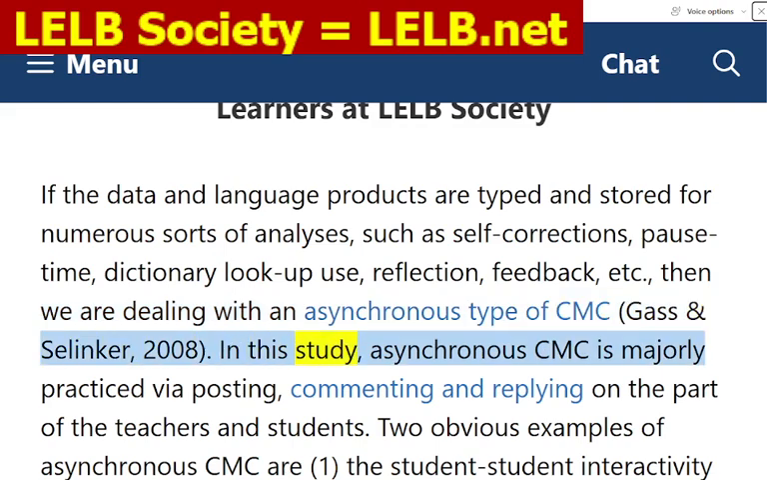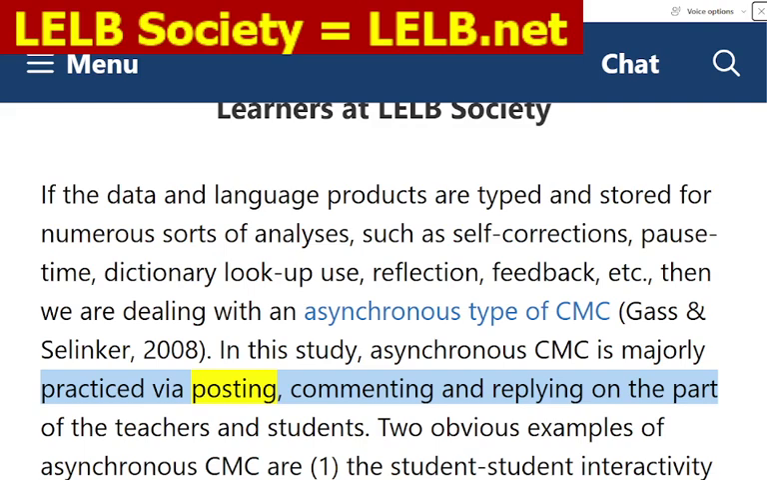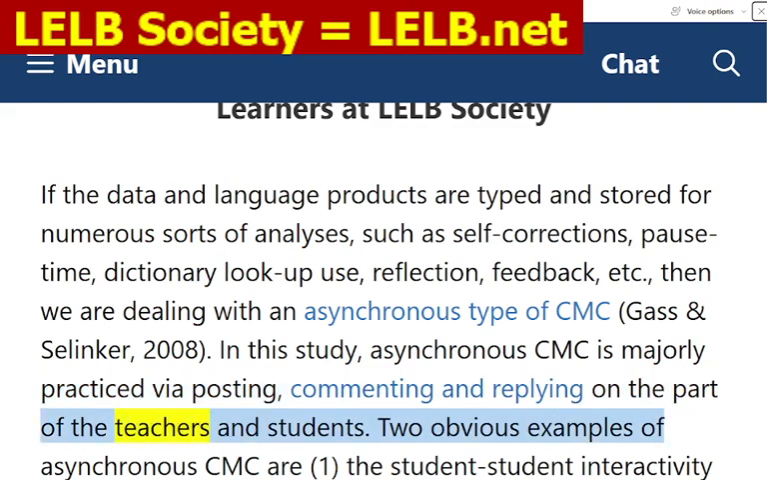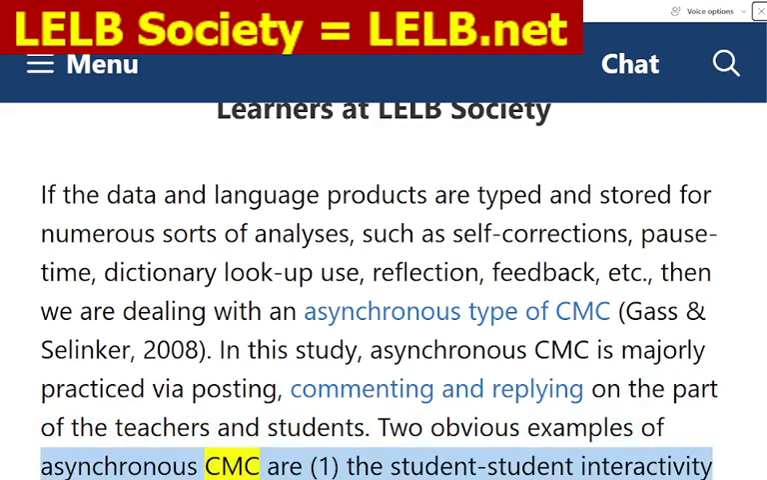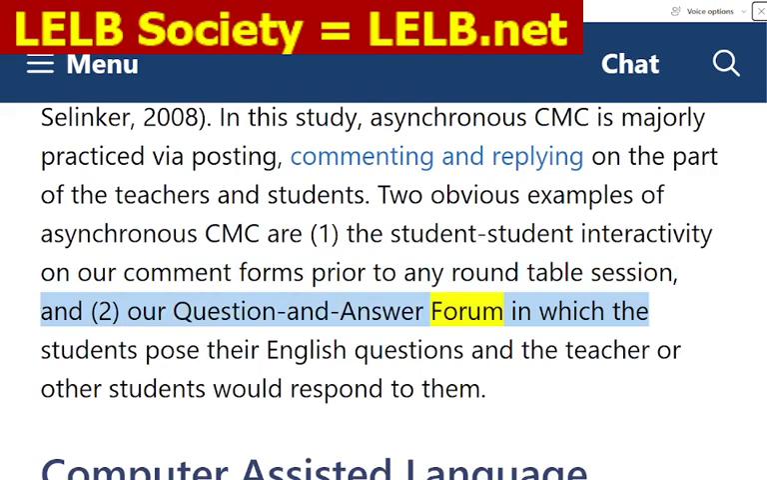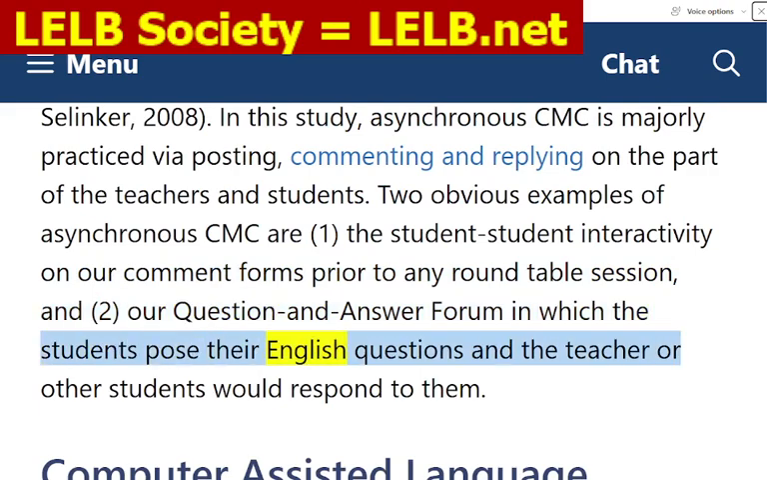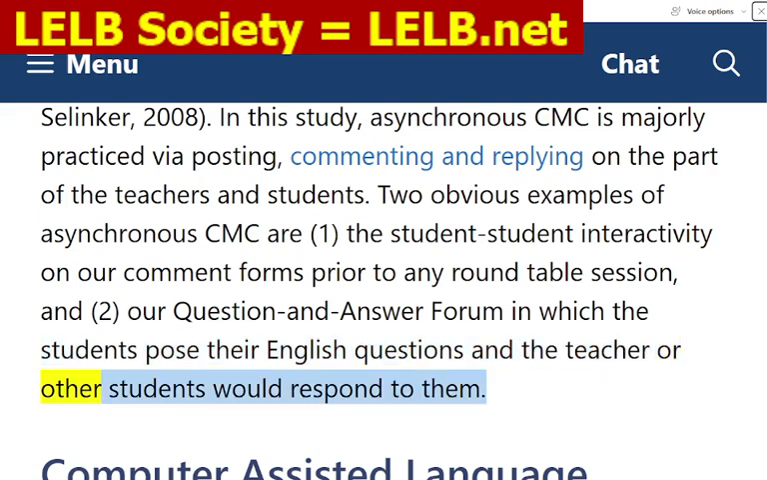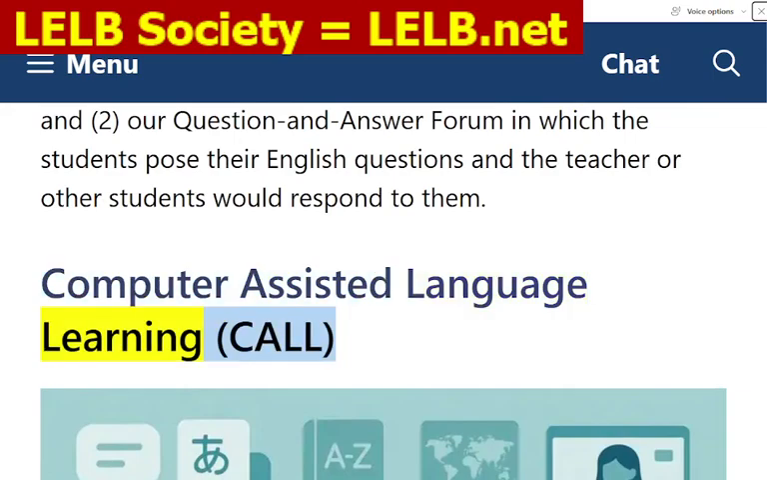In this study, asynchronous CMC is majorly practiced via posting, commenting, and replying on the part of the teachers and students. Two obvious examples of asynchronous CMC are 1. The student-student interactivity on our comment forums prior to any roundtable session, and 2. Our question and answer forum in which the students pose their English questions and the teacher or other students would respond to them.